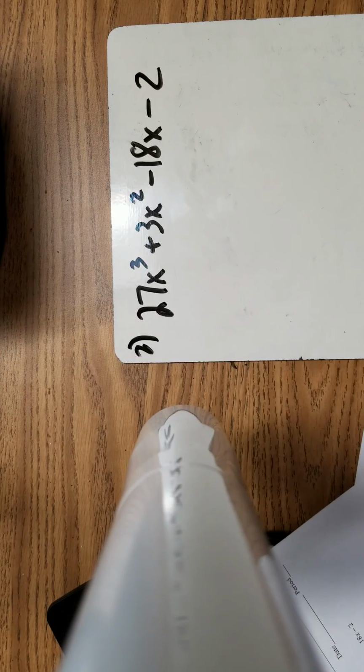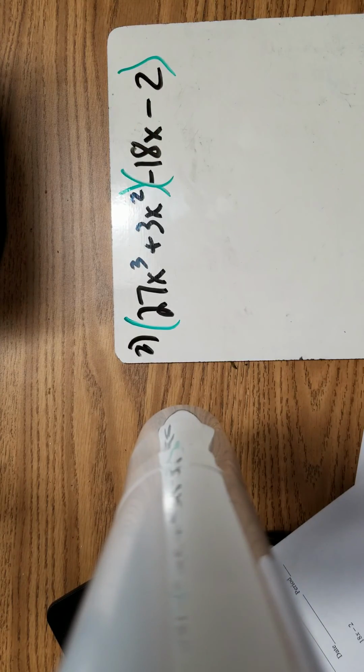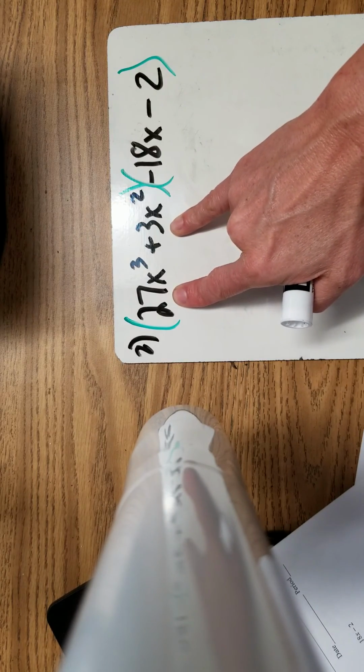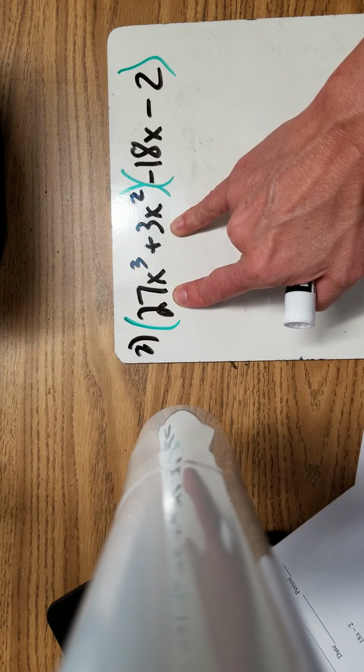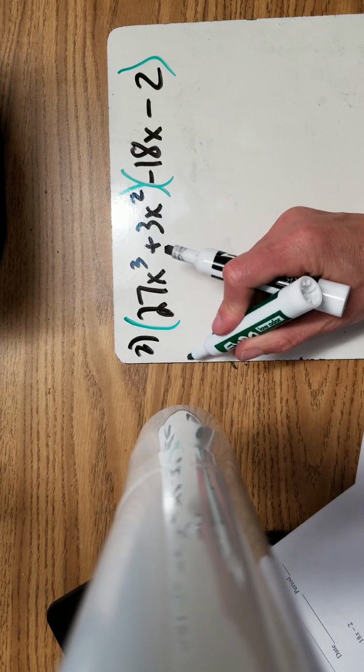Okay, so factor by grouping again. You're going to group the first two and group the last two. And then you're going to find the GCF for both groups. So the greatest common factor for 27 and 3, the biggest number that divides into both, is 3. So you're going to factor out a 3.